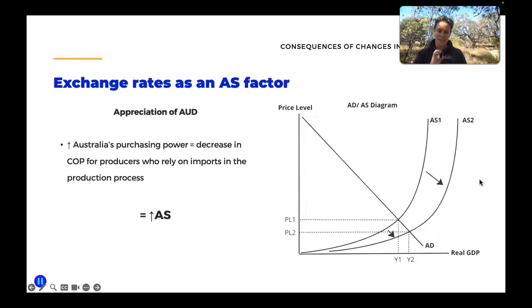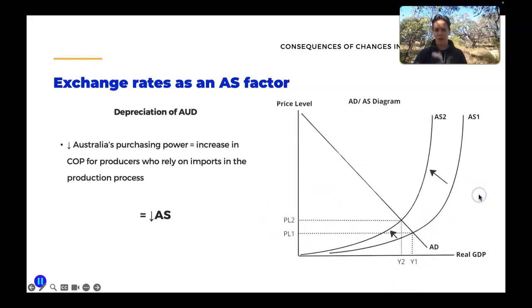The flip side of this thinking is that exchange rates are also an aggregate supply side factor. So if you're a producer in Australia and, for example, there is an appreciation of the Aussie dollar, that's really good news for you because you can now buy more goods and services from overseas to be used as inputs in the production process. So an increase in Australia's purchasing power leads to a decrease in the cost of production for those producers who rely on imports in the production process, and that should lead to an increase in aggregate supply. We see that shift to the right of the aggregate supply curve. And once again, team, we can see deflation or disinflationary pressure, increase in output, decrease in unemployment. There are those links to those domestic macroeconomic goals.